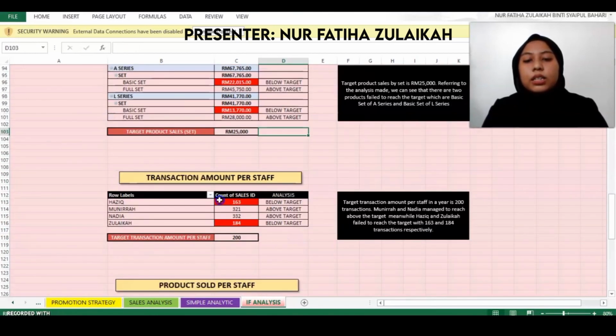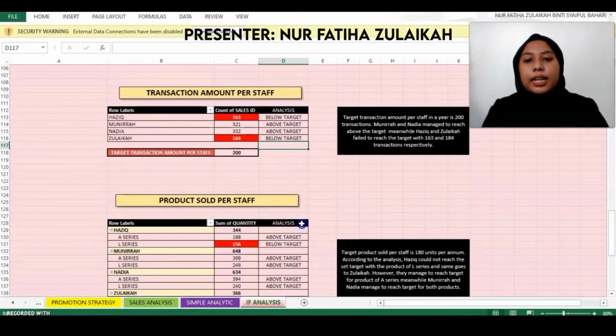Next, transaction amount per staff. The target transaction amount per staff is 200 transactions each. Munira and Nadia managed to reach above the target with 321 and 332 transactions. Meanwhile, Haziq and Zulaika failed to reach the target with 162 transactions and 184 transactions.